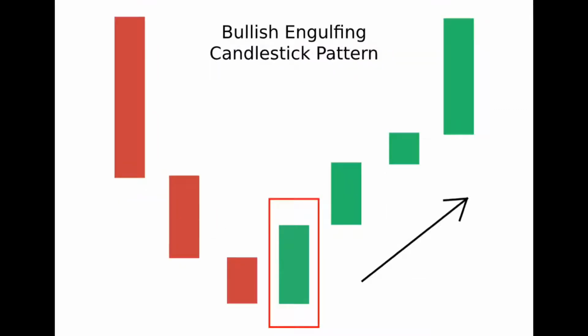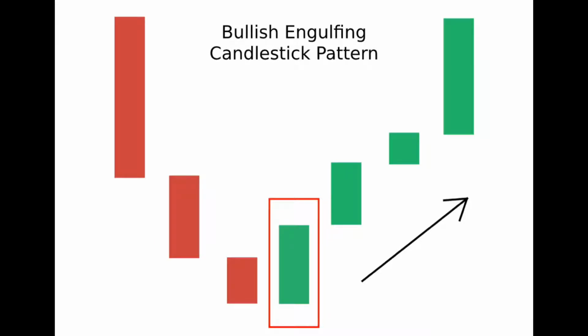So our first candlestick pattern formation is going to be the bullish engulfing candlestick pattern. So here, as the name suggests, there's a bullish candlestick which is engulfing the bearish candlestick. So the bullish candlestick is the green candlestick, engulfing the red candlestick, which is the bearish candlestick. And here it totally covers both the wicks and the body.